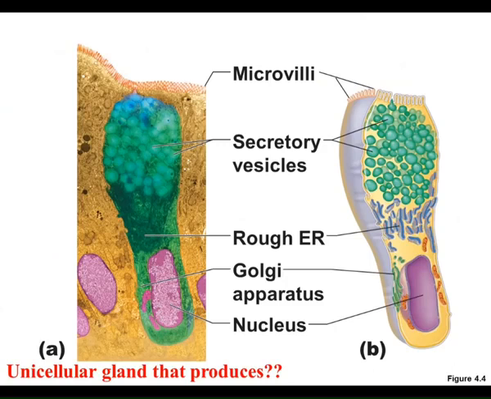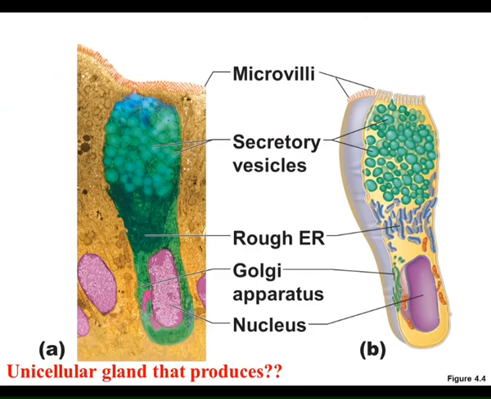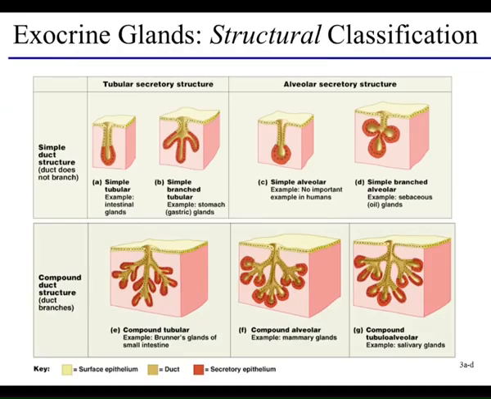Exocytosis, right? Excellent. Don't you miss those good old days? The cell. This was mucus here on the bottom. Unicellular gland that produces mucus, the goblet cell. Why is it called a goblet cell? I guess it looks like a goblet, right? They had some wine-drinking fellows back then.